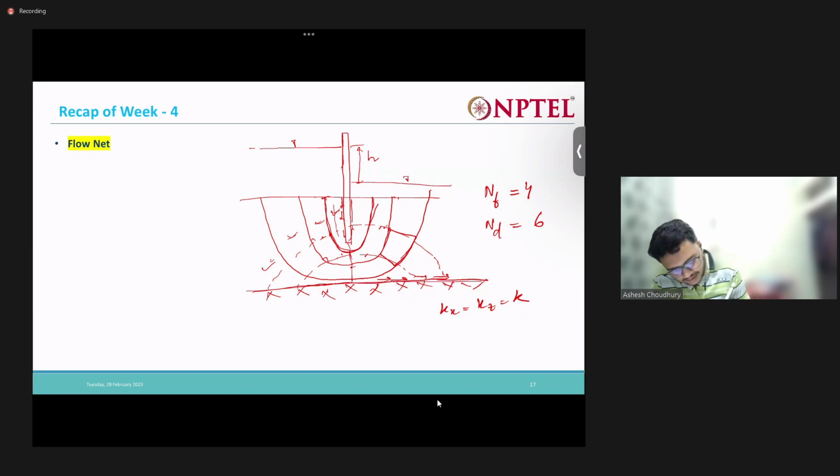So this is also a flow line, right? This is also a flow line. So we should also take care that these are also always perpendicular. Okay, this is a flow line.